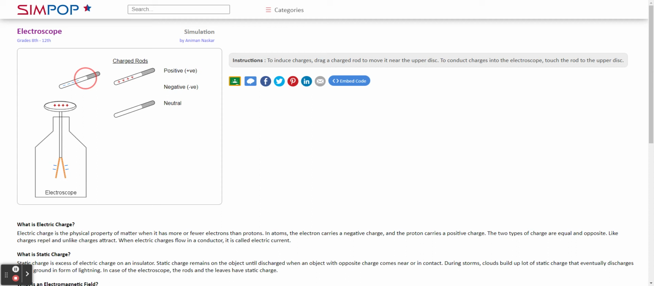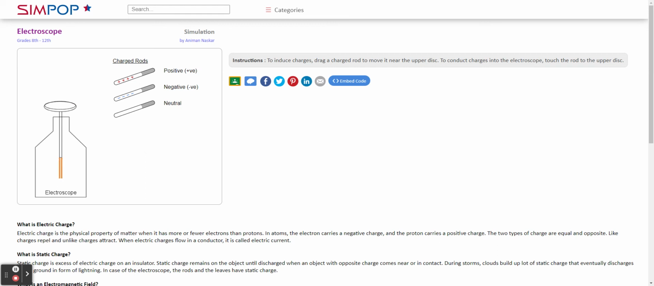For questions 8 and 9, it says take the positively charged rod and touch it to the upper disc of the electroscope. So now I'm actually going to touch it. You can do this a couple times. And you can see that now the entire metal assembly of the electroscope has become positively charged. So that should let you answer questions 8 and 9.